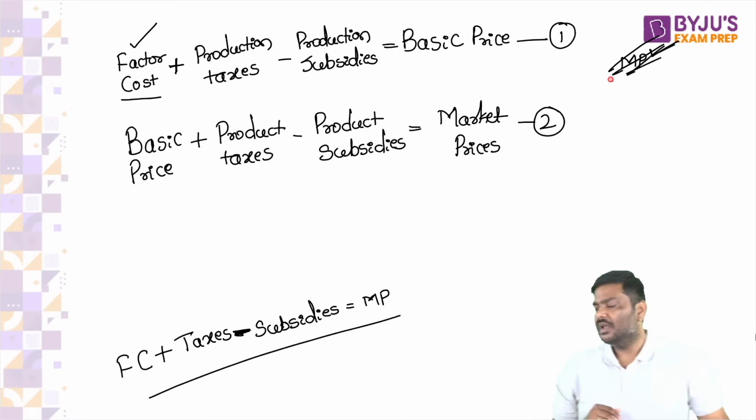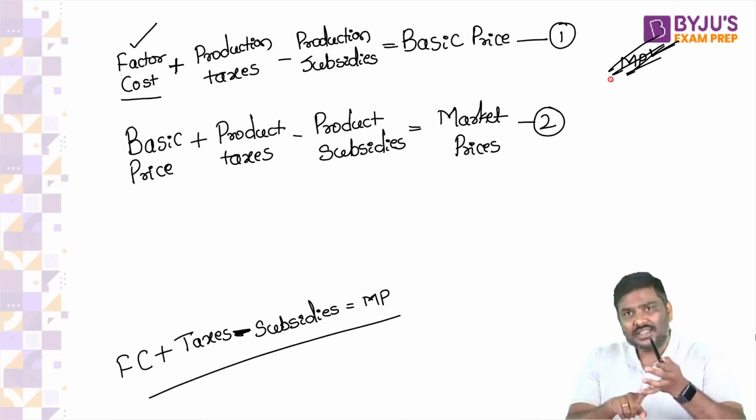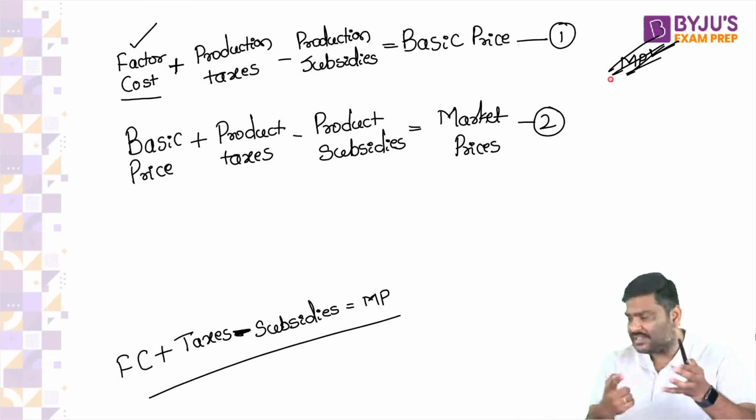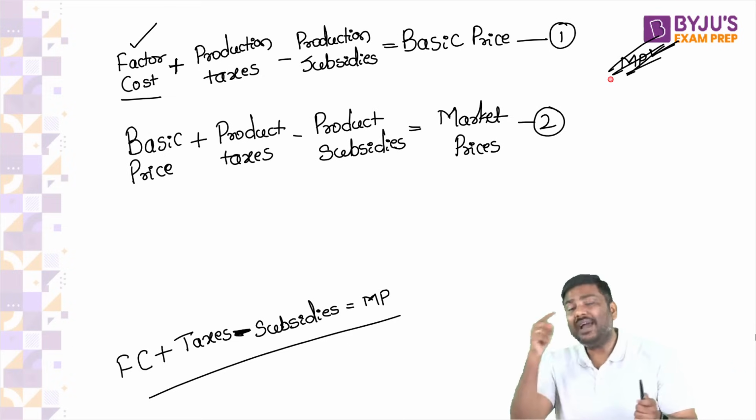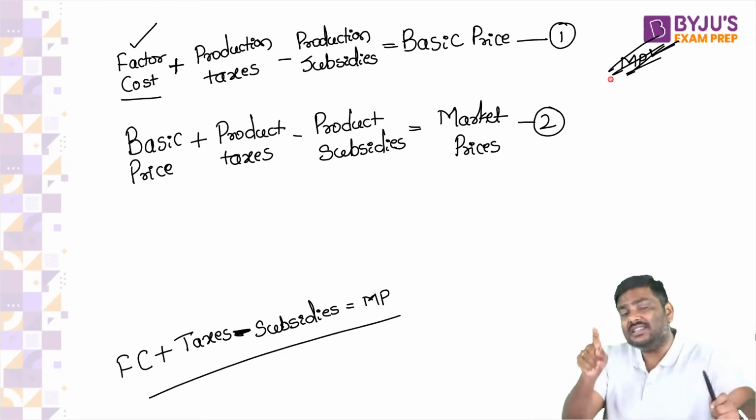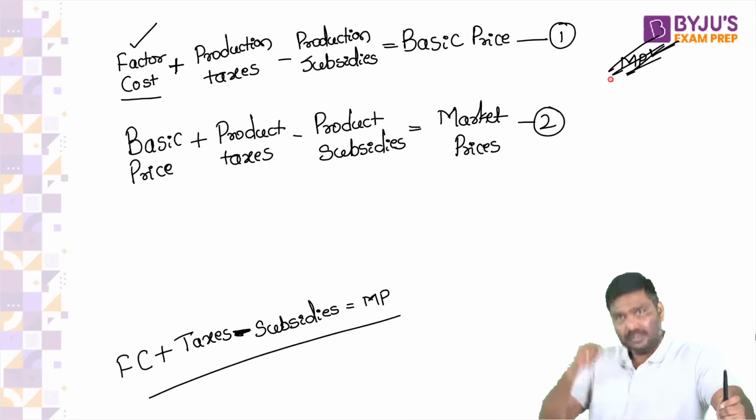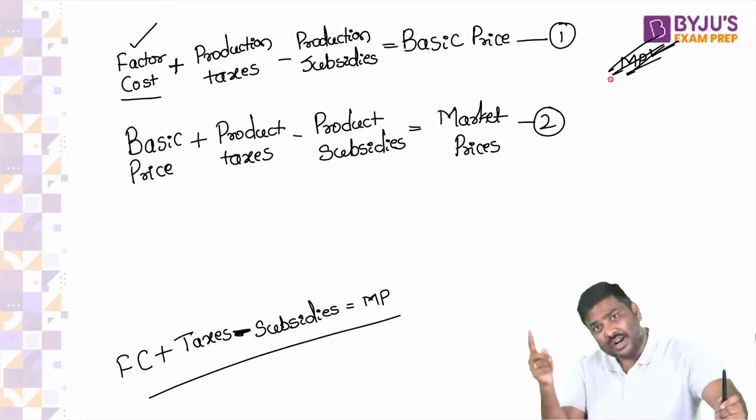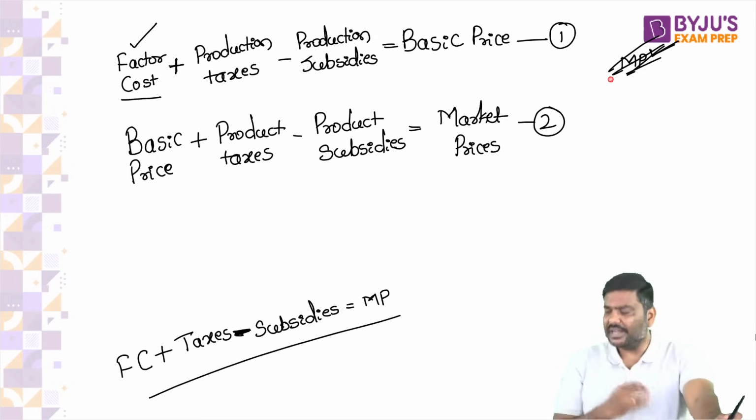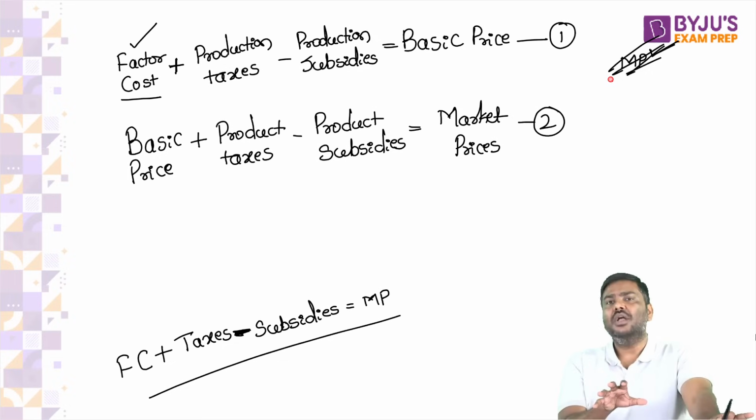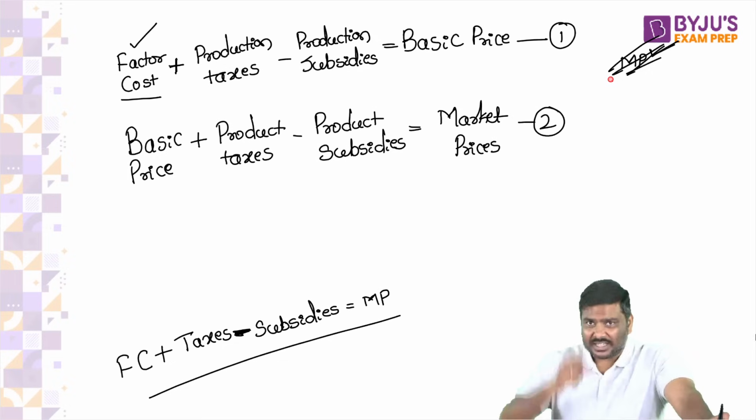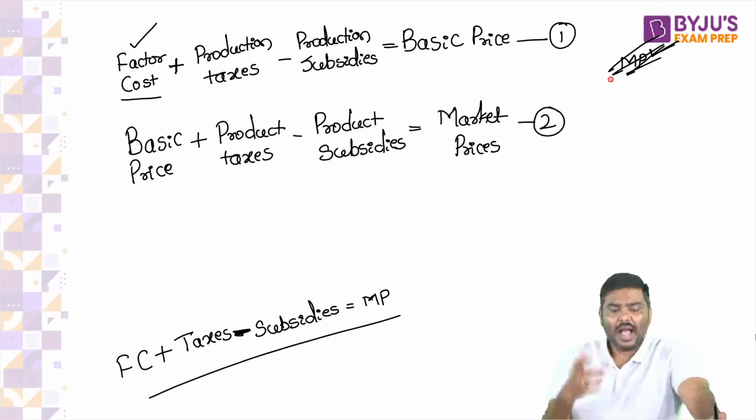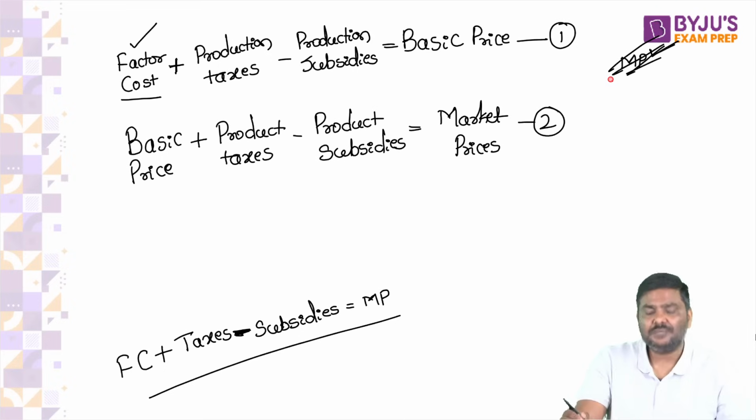Let me explain. Basic price is the price that is receivable by the manufacturer. I'll repeat the statement. The basic price is the price receivable by the manufacturer after adjusting for product taxes and product subsidies. I'll repeat it again and tell you how they arrive at it. Adjusting means after taking care of the product taxes as well as product subsidies.